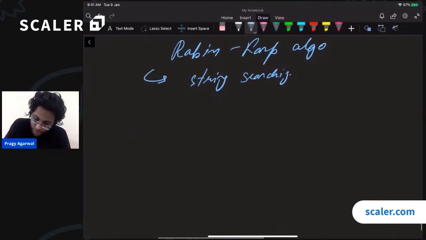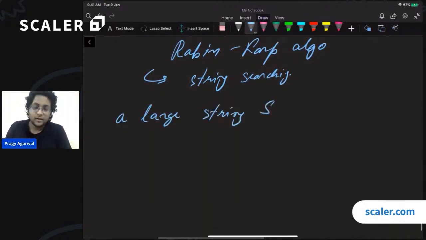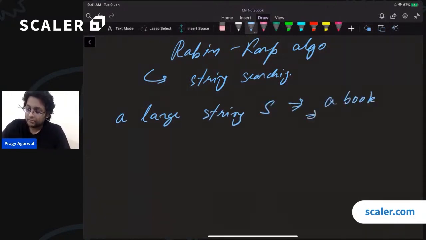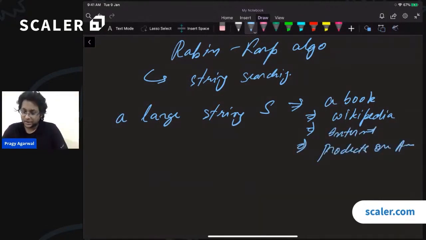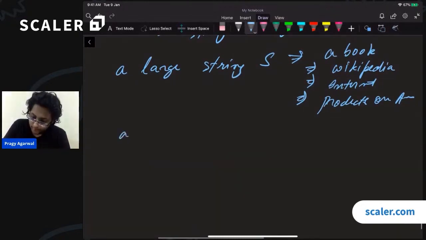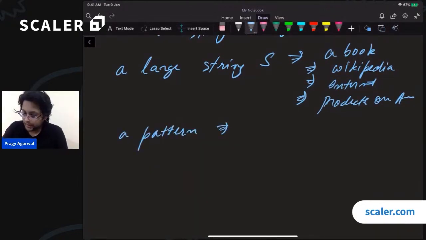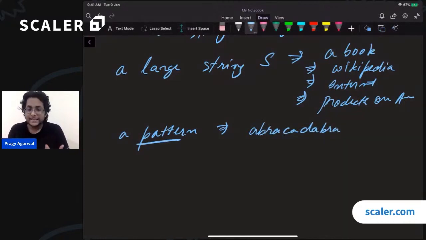You have been given a large string S. This string could be, let us say, a book, or the entire text of Wikipedia, or perhaps the entirety of the internet, or all the products on Amazon. It could be any such thing, and you have been given a pattern. Let us say the pattern looks something like abracadabra. And first of all, you want to figure out whether this pattern exists in my string.